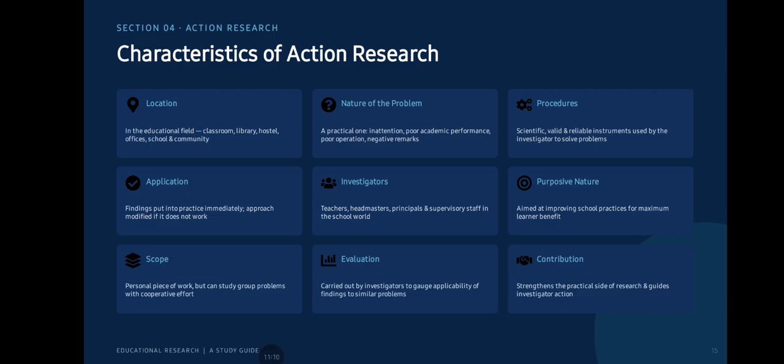Characteristics of action research. Location: in the educational field, classroom, laboratory, hostel, offices, school, and community. Nature of the problem: a practical one, such as inattention, poor academic performance, poor cooperation, negative remarks. Procedure: scientific, valid, and reliable instruments used by the investigator to solve problems. Application: findings are put into practice immediately. The approach is modified if it does not work.